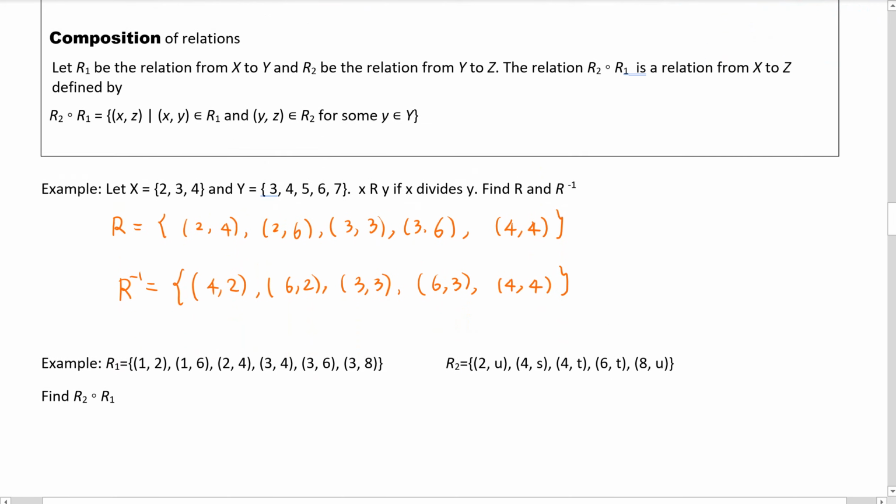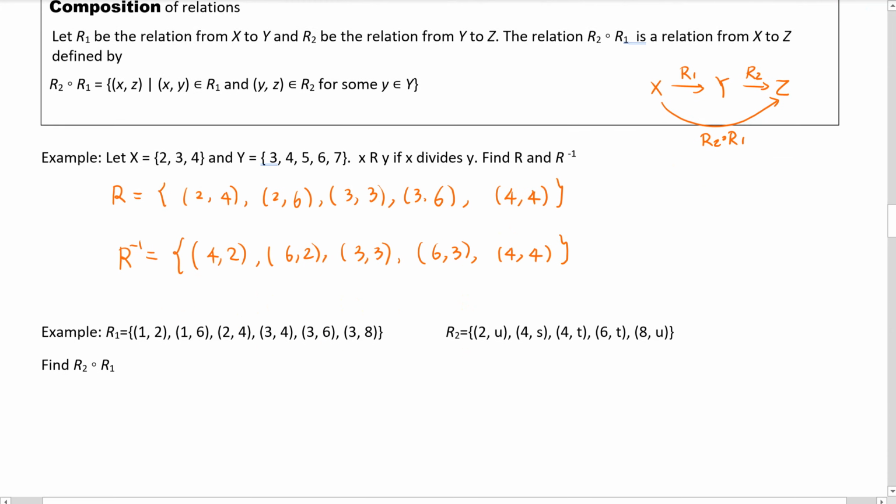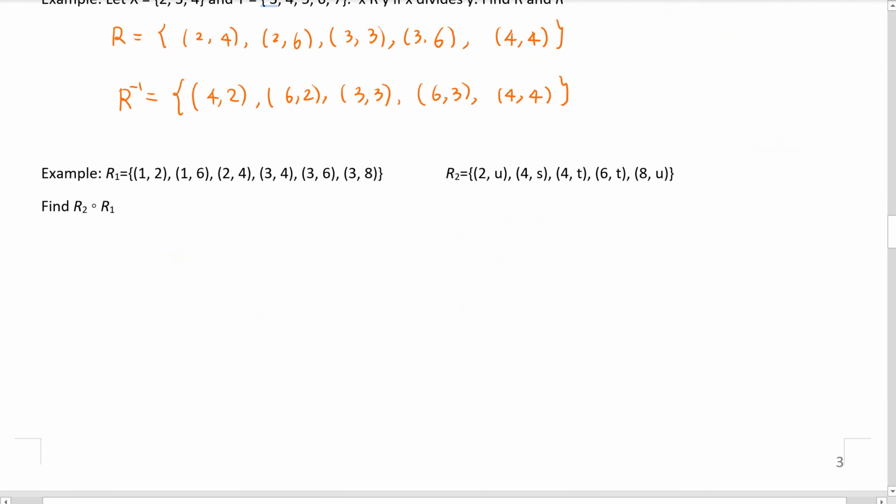Okay, composition of relations. Let R1 be a relation from X to Y and R2 be a relation from Y to Z. Then R2 composite R1 is the relation from X to Z, defined as the set of ordered pairs (x, z) such that (x, y) is in R1 and (y, z) is in R2 for some y in Y. If we draw the picture, we have X, Y, and Z, and this is R1, this is R2, and this is R2 composite with R1. So how do we find a composite relation? Let's look at this example.